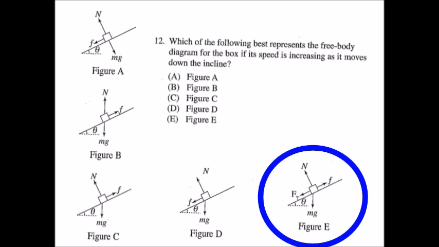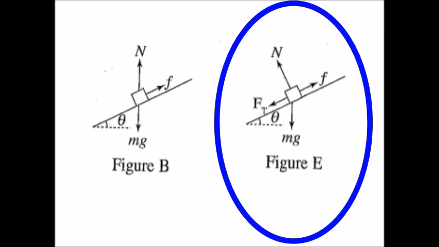Net force is down the incline. Most people said B, and I agree that B is sliding down the incline, but B is not speeding up as it goes down the incline. If you put those arrows together, B is slowing down. So the answer is C. Only one that is speeding up and sliding down.